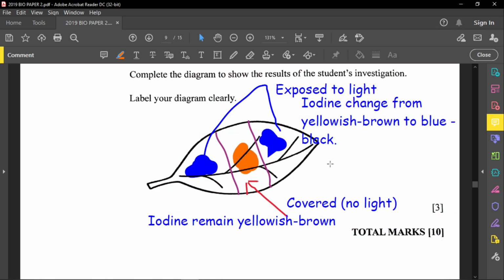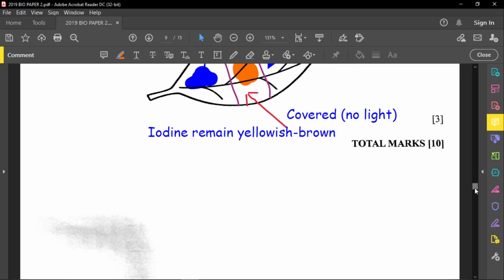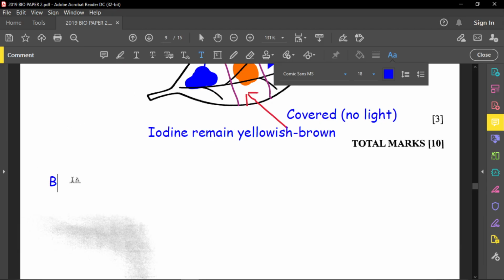Just to note that. All right, so I promised to show you the easy way to outline the test for starch. There's a 4-step method to test for starch, and it involves 4 things. It involves boiling with water. So you have to boil a leaf with water. So first is boiling with water, H2O.